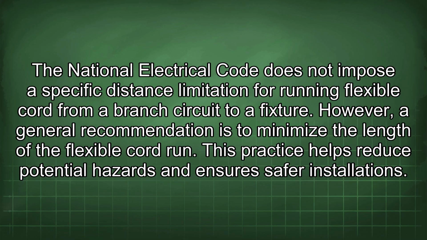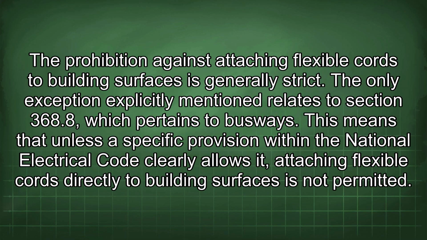The National Electrical Code does not impose a specific distance limitation for running flexible cord from a branch circuit to a fixture. However, a general recommendation is to minimize the length of the flexible cord run. This practice helps reduce potential hazards and ensures safer installations. The prohibition against attaching flexible cords to building surfaces is generally strict. The only exception explicitly mentioned relates to Section 368.8, which pertains to busways.